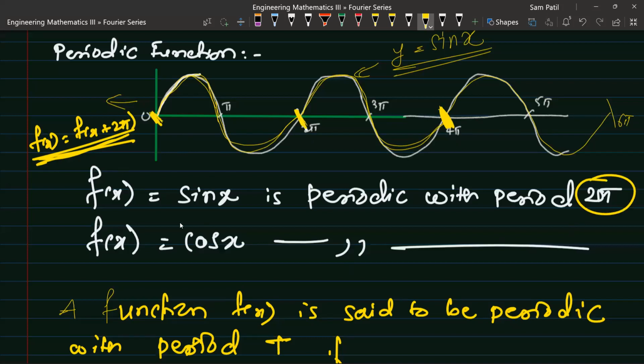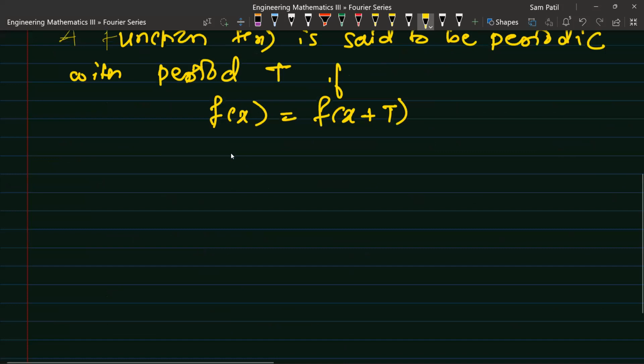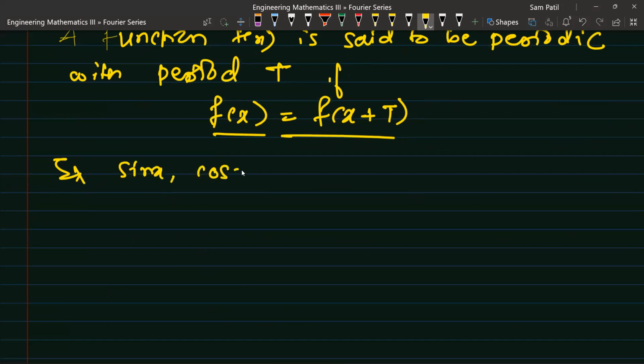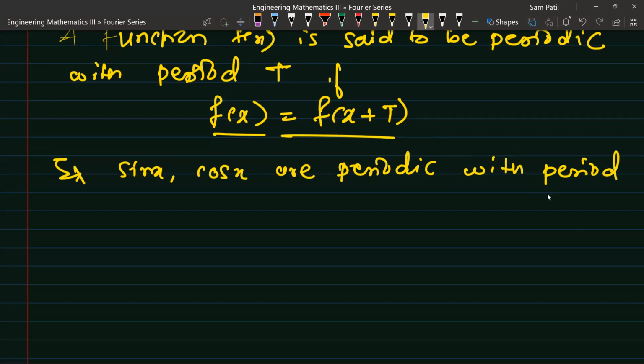Got it? Same thing for cos also. cos x is also periodic with period 2π. So this is the basic definition of a periodic function. If f(x) is the same as f(x + T), then it is said to be periodic with period T. Examples are sin x and cos x, which are periodic with period 2π. Hope you understand.